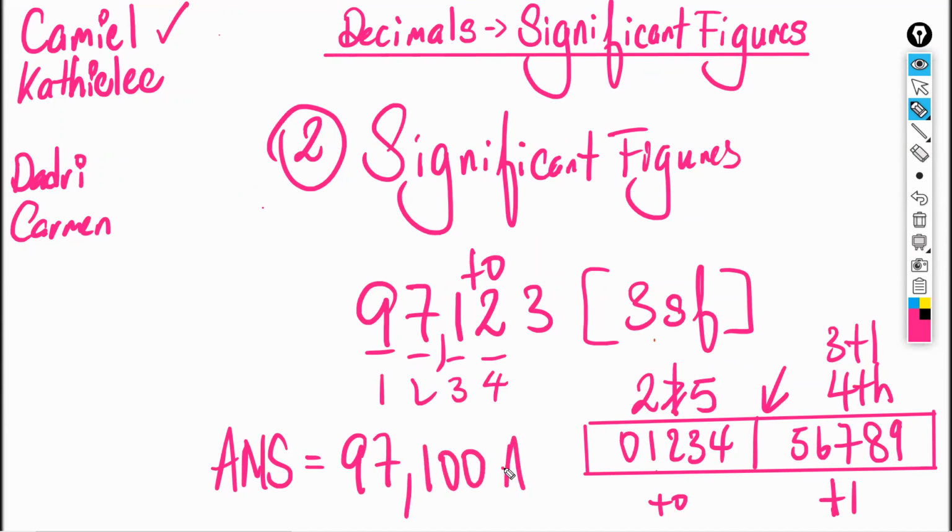So the answer should be equal to 97,100. Yes, well done, Deidrika. That's you, Deidrika, right? Yes, sir. Well done. All right, Carmen, is it making sense to you? Yes, sir. Kathy Lee, is it making sense as well?